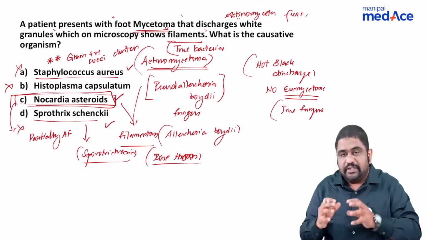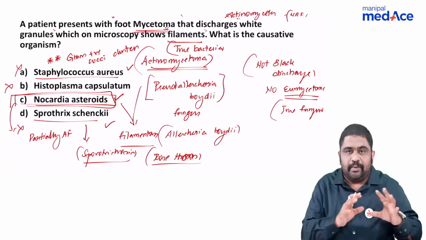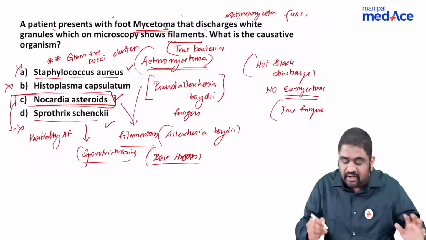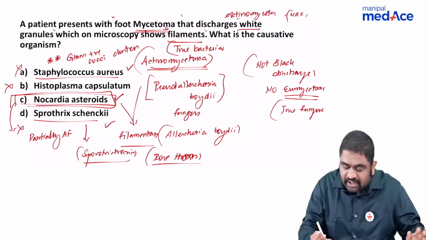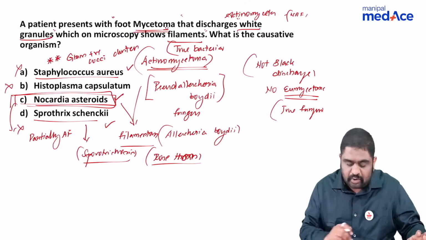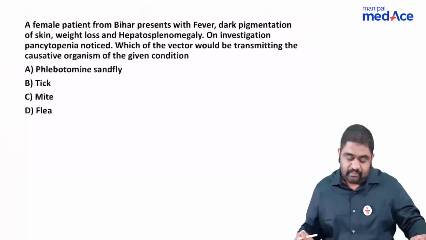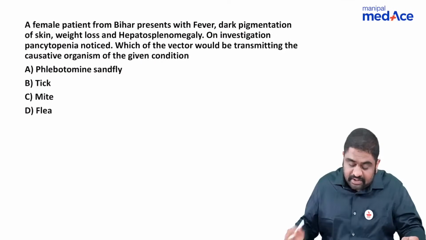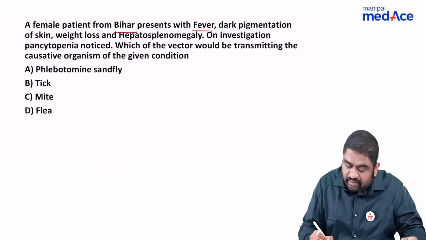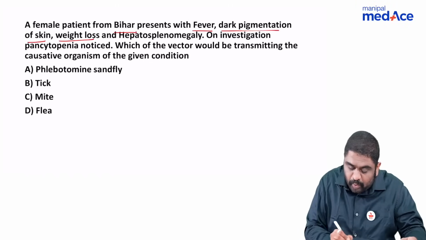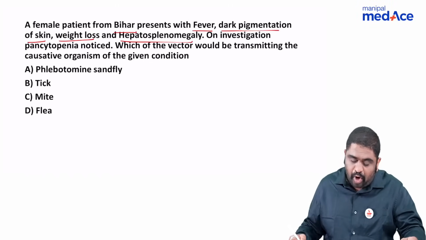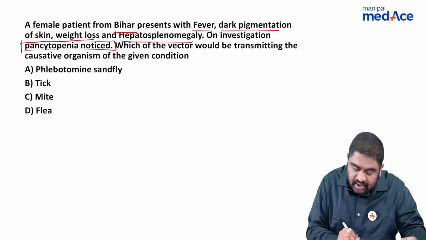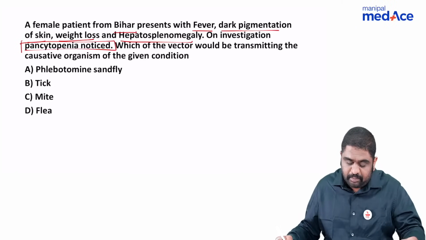Remember that. Eumycetoma is caused by fungi, actinomycetoma is caused by bacteria. If it is a bacteria, it is not black discharge, it will be white granules or yellow granules or sulfur granule discharge. Look at this question. A female patient from Bihar presents with fever, dark pigmentation of skin, weight loss, and hepatosplenomegaly. On investigation, pancytopenia is noticed. Which of the following can be the vector?